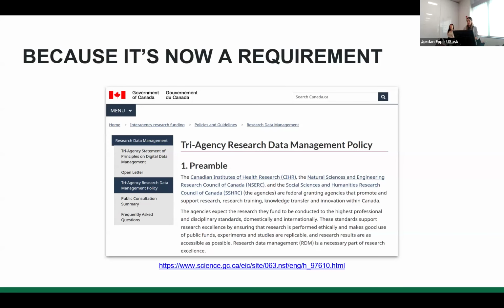Another reason that RDM is important and why you should pay attention to it is because it's now a requirement for tri-agency funding. So in recent years, the tri-agency, which is the Canadian government's research funding agencies, they've developed this RDM policy. And the policy states that anyone wanting to apply for tri-agency funding must support research excellence and make good use of public funds or taxpayer money and support that research by following research data management best practices.